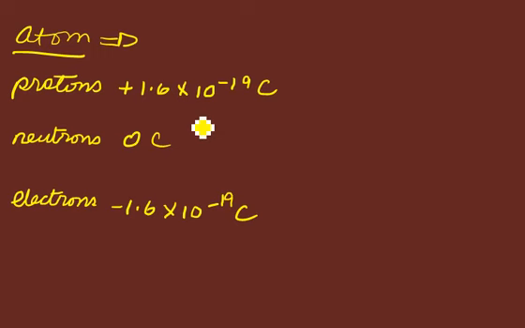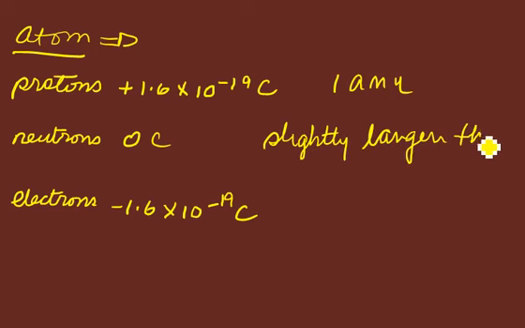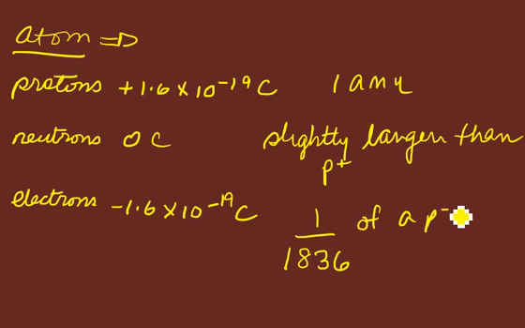Very simple, basic. Now, the mass of a proton is equal to 1 atomic mass unit. Neutrons are slightly larger than protons, and electrons are extremely light particles, so their mass is about 1 over 1836 the mass of a proton, right? So they're extremely light particles.